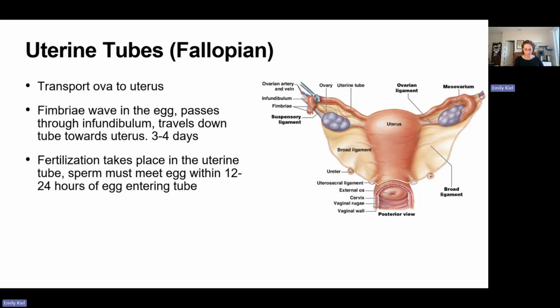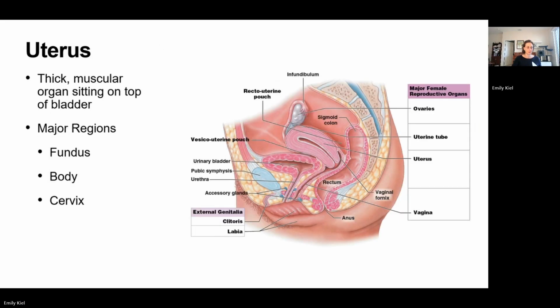And then just being aware that the fertilization actually takes place in the uterine tube usually. It's not in the uterus itself. And the sperm need to meet the egg about 12 to 24 hours after egg release. So there is a real issue of timing here, so that they both meet when they are viable and in the correct place.